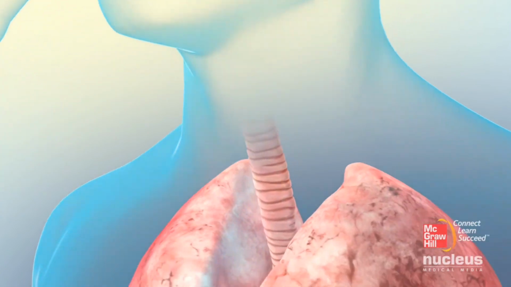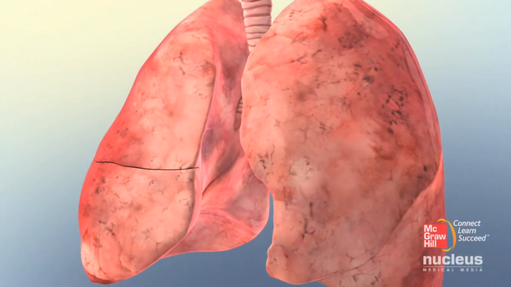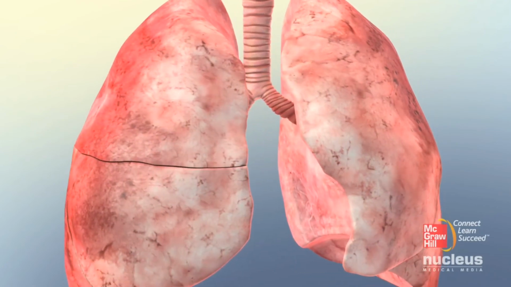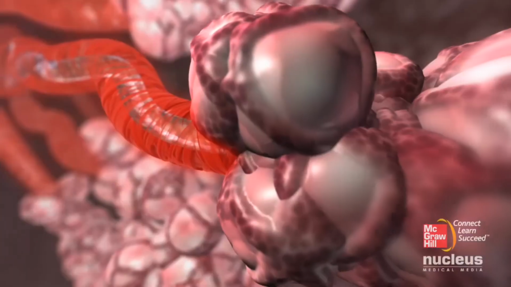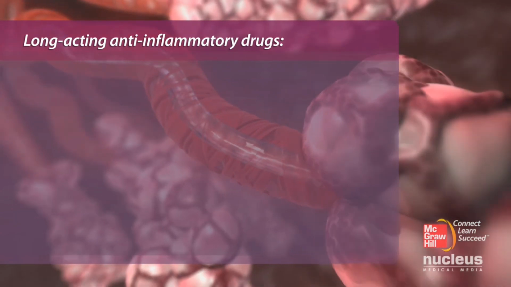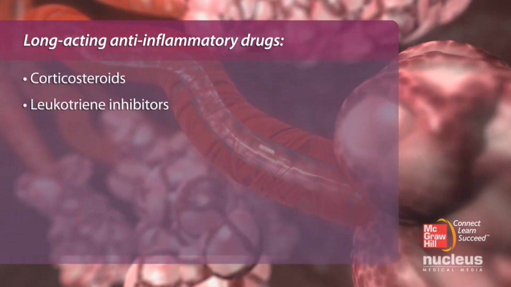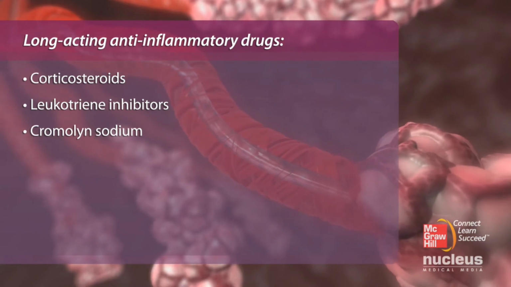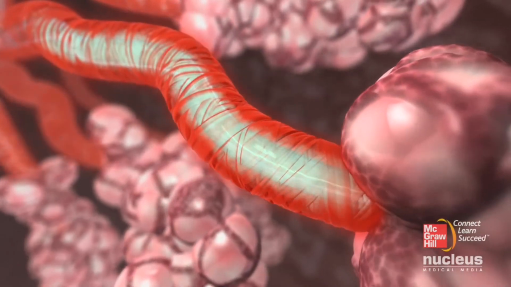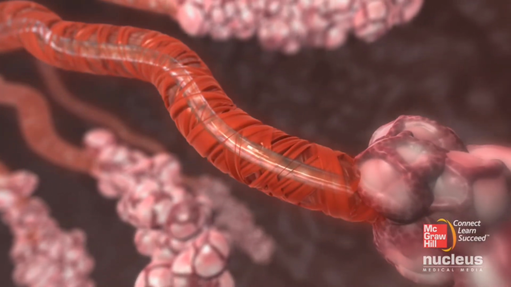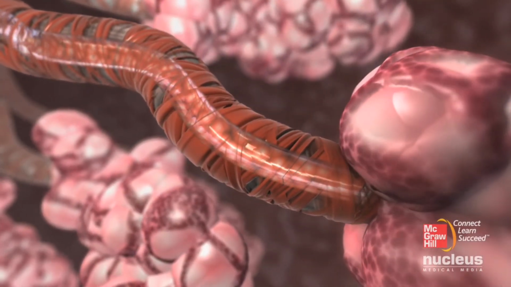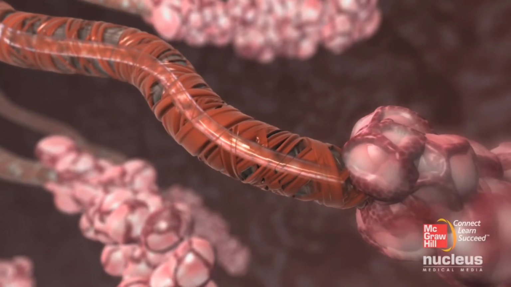Medicines that treat asthma affect the inflammation of the airway wall, the constriction of the bronchial muscles, or mucus secretion. The most important asthma medications are long-acting anti-inflammatory drugs such as corticosteroids, leukotriene inhibitors, and cromolyn sodium. These drugs keep asthma under control by preventing or reducing inflammation of the bronchial wall. This makes the airways less sensitive to bronchospasm triggers. Regular use of maintenance medications makes it less likely that an asthma flare-up will take place.